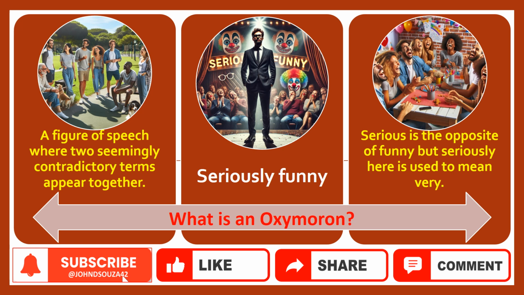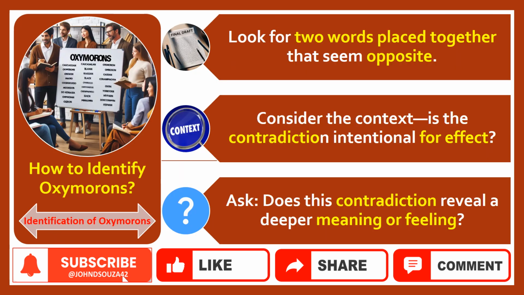What is an oxymoron? A figure of speech where two seemingly contradictory terms appear together. Notice how the "seriously funny" example pairs opposite words to create a meaningful expression. It means something is genuinely amusing and deserves to be taken seriously for its cleverness. How to identify oxymorons? Look for two words placed together that seem opposite. Consider the context. Is the contradiction intentional for effect? Ask, does this contradiction reveal a deeper meaning or feeling?